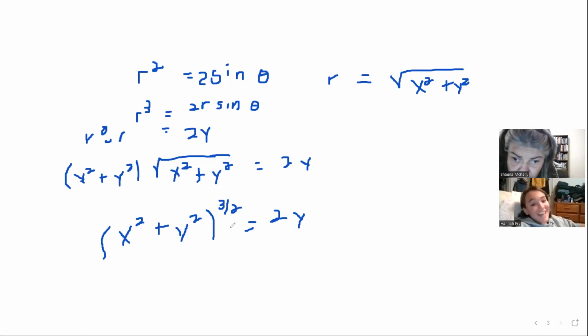Well, Shauna, you haven't met my math teacher. Well, yeah, if she thought that the r cosine theta and r sine theta are the same, I worry. Me too. But is that helpful?